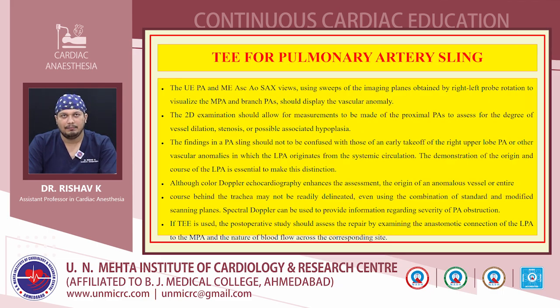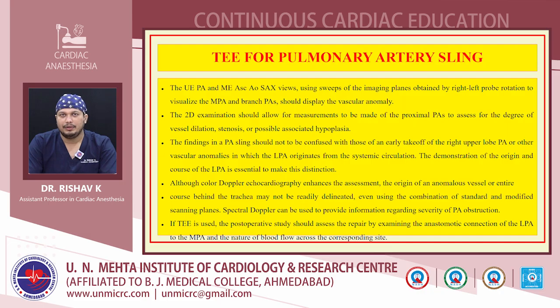So the upper esophageal pulmonary artery and the mid-esophageal ascending aortic short axis views and the sweeps of the respective views are used to display the vascular anomaly, and the 2D examination also allows for measurements of the proximal pulmonary arteries to assess for the degree of dilatation or stenosis or possible hypoplasia. These findings should not be confused with those of an early takeoff of the right upper lobe pulmonary artery or other vascular anomalies in which the left pulmonary artery originates from systemic circulation. And therefore, the demonstration of the origin and course of the left pulmonary artery is essential to make this distinction, although it is challenging to make such observations using transesophageal echocardiography.